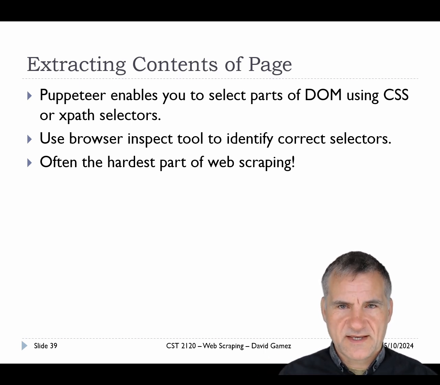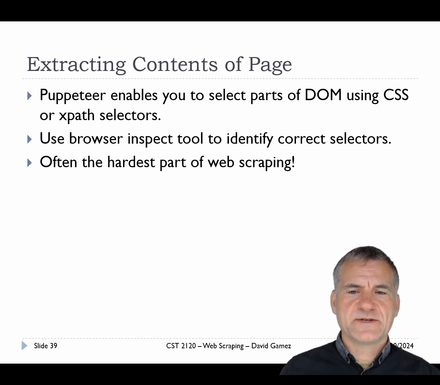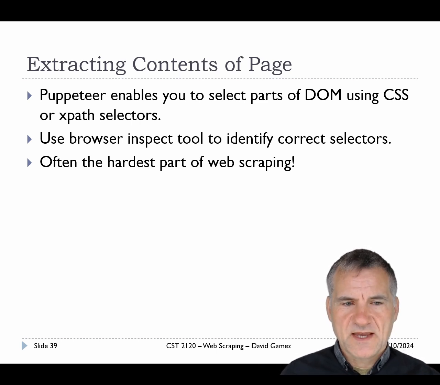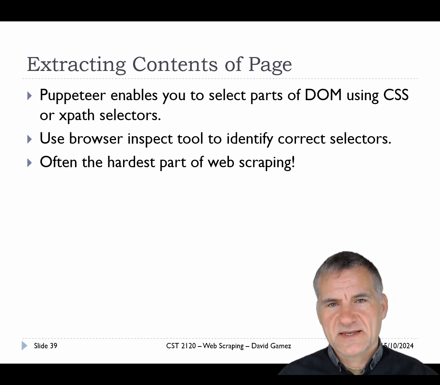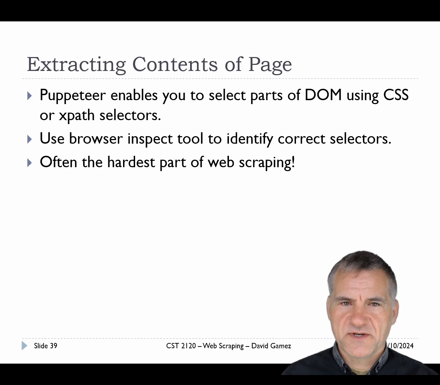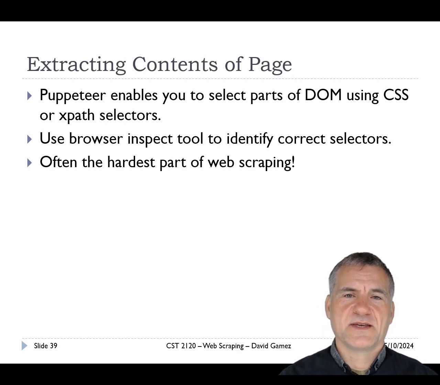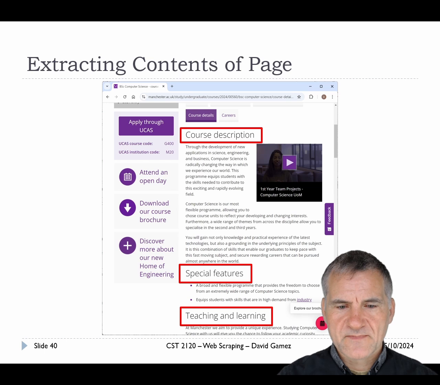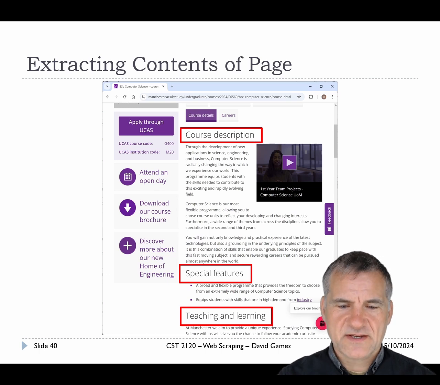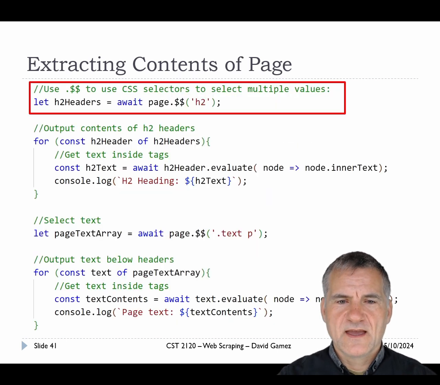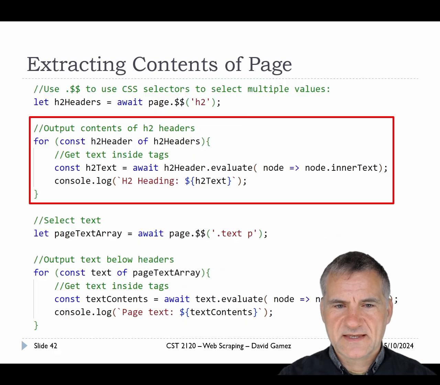I'm going to focus here on CSS selectors because I covered them quite a lot in this course. The first step is to use the browser inspect tool to figure out which selectors you should be using, and this can be the hardest part of web scraping. There are a few tools you can use to map the paths of different elements, but it can take a bit of fiddling to get the right selectors so that you can get the data that you want. So here, in my demo at Manchester University, I want to get the headlines, course descriptions, special features, etc., the headers basically, as well as the text.